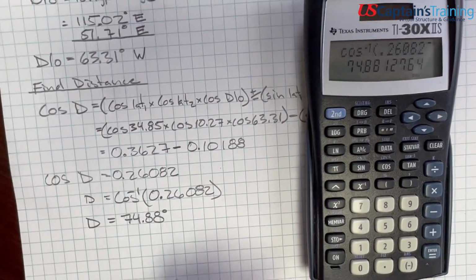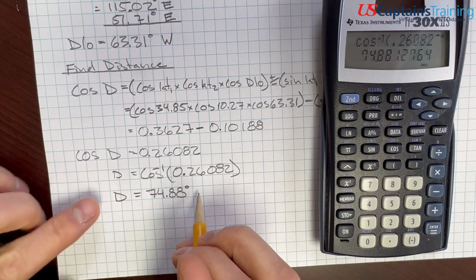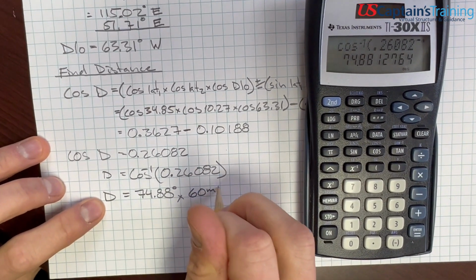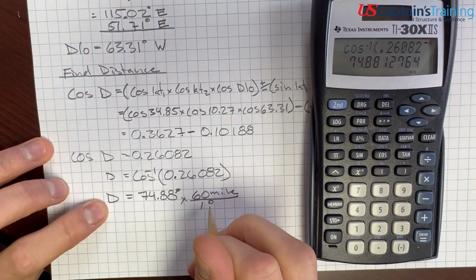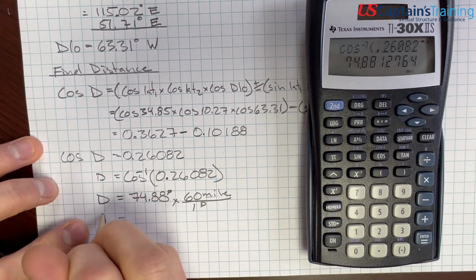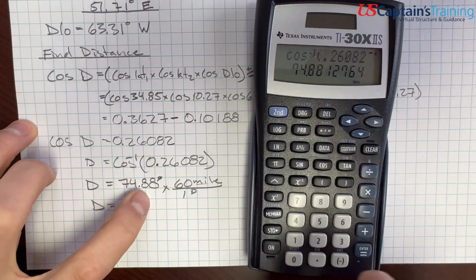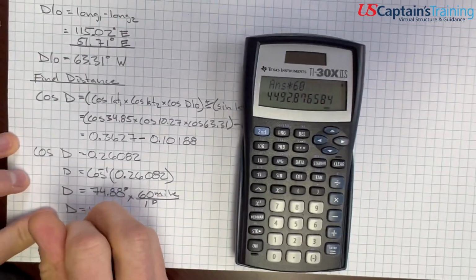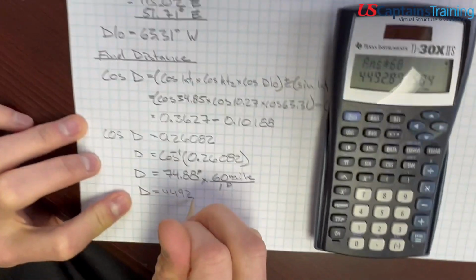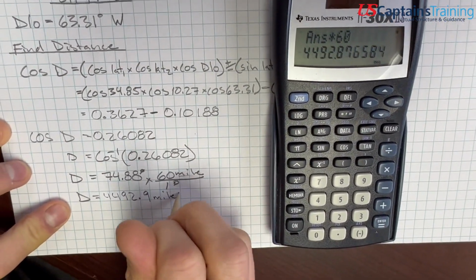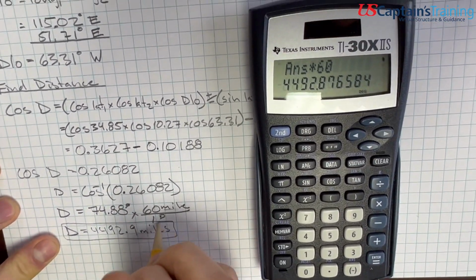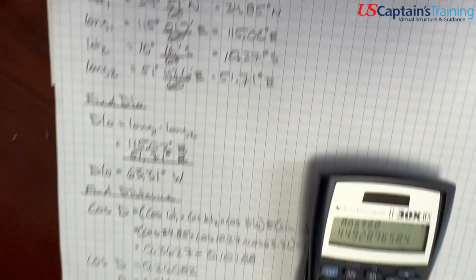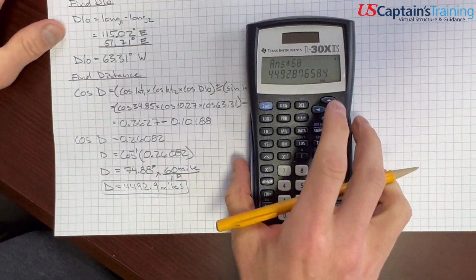74.88 degrees. The answer is in miles for the problem. So there's 60 miles per degree. 60 miles per 1 degree. Degrees cancel, you'll be left with miles. So distance is going to equal 74.88 times 60, which is 4492.9 miles. I like to go ahead and check, see if we're on the right track. Yeah, that's very close. 4493. I would say we're on the right track, but let's find initial course.